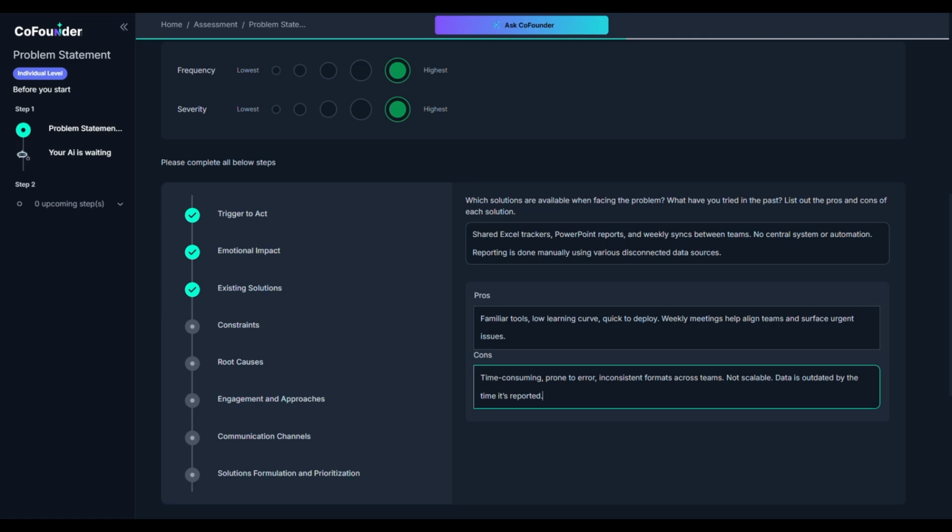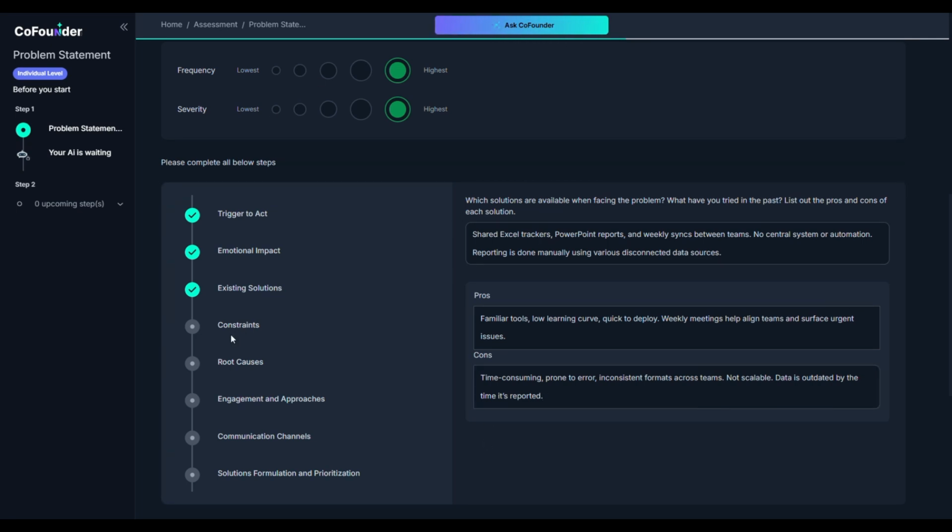And everyone spends more time formatting slides than learning from the numbers. This field tells the AI what not to repeat. Innovation isn't just about new ideas, it's about understanding what's already been tried and why it hasn't worked. Knowing what's been attempted and why it didn't work stops you from reinventing the wheel. It clears the path for smarter, next-level solutions.